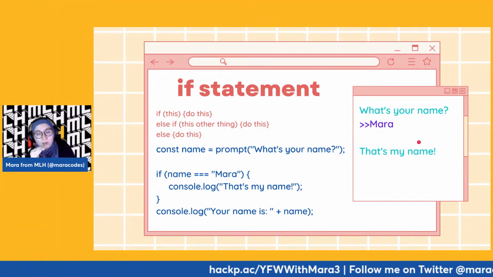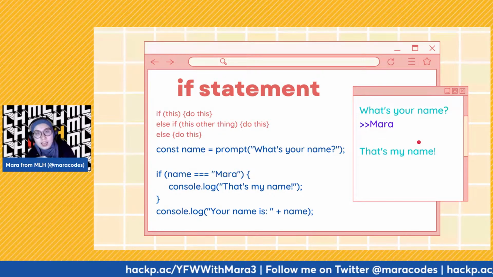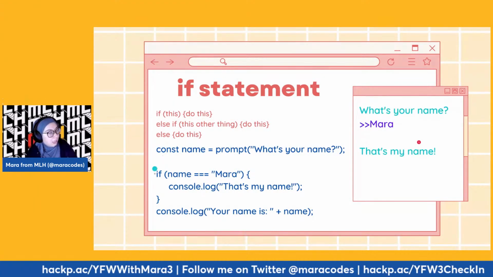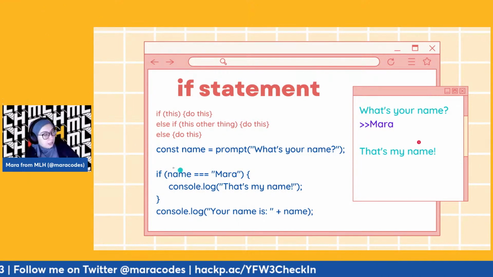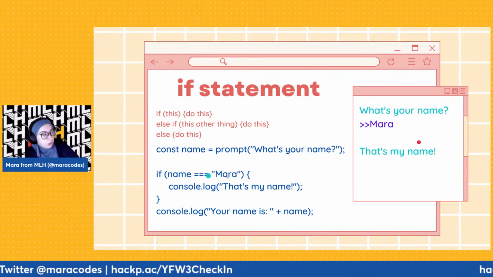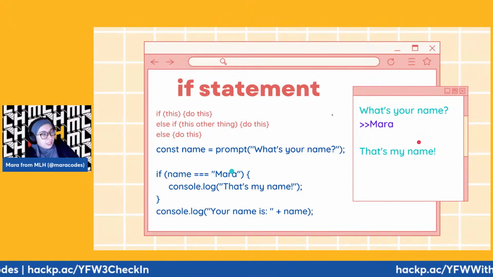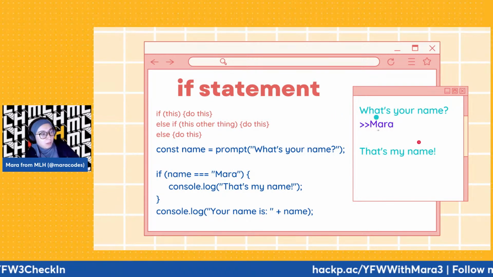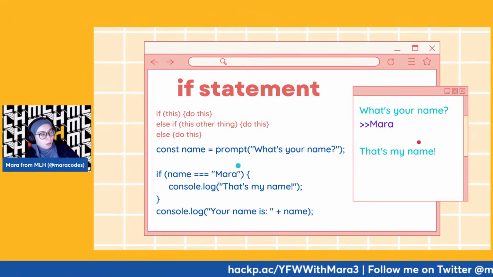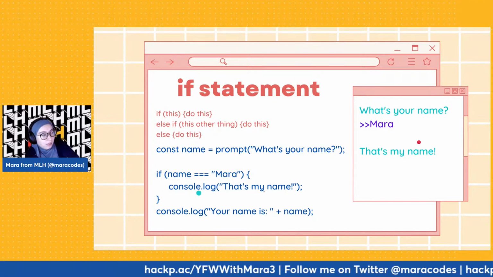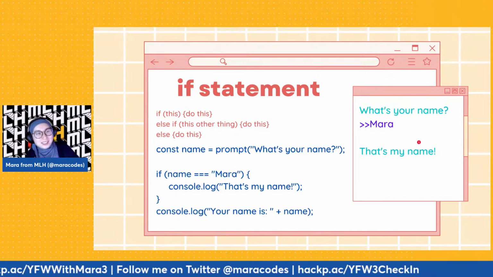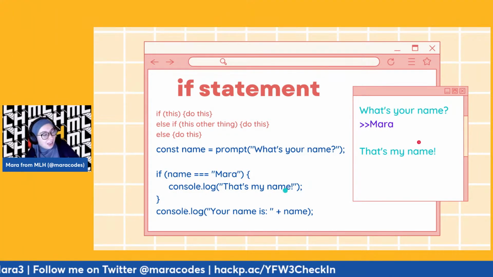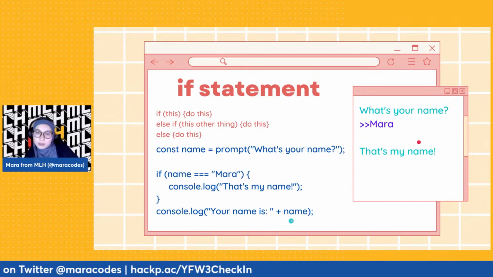Then we continue down the code, okay? Then it's going to see this if statement, and it's going to check to see, is name equal to Mara? Since I input Mara, and that's equal to Mara, it's going to go ahead and print, that's my name. Otherwise, if you didn't have the same name as me, then it would just go ahead and console log whatever your name is.